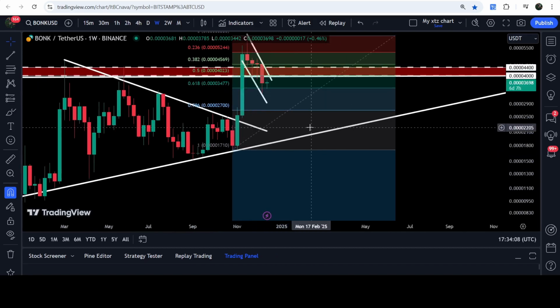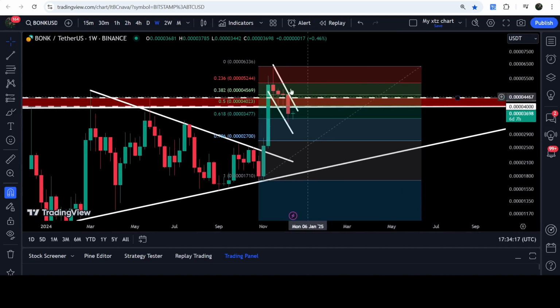For example, if the price moves here, then this time it can test the support somewhere here at $0.000020. And in case of breaking out this channel, the target will be here at the top of the channel. That will be approximately at $0.000063. And if the price reaches there, then again we can break out this long-term resistance as well.